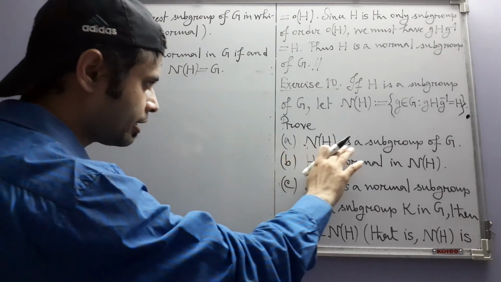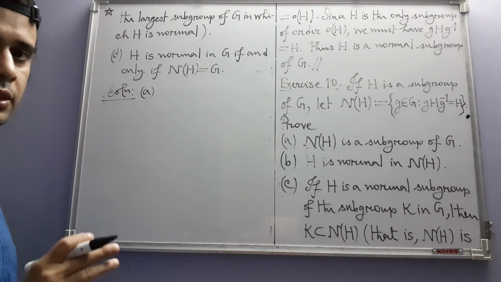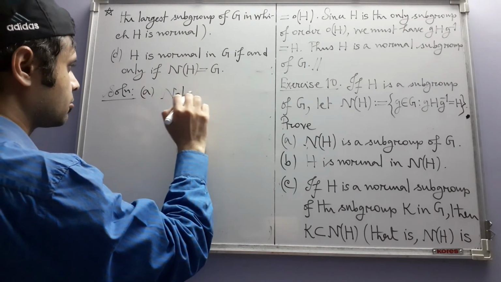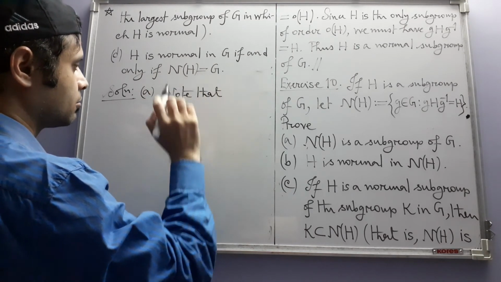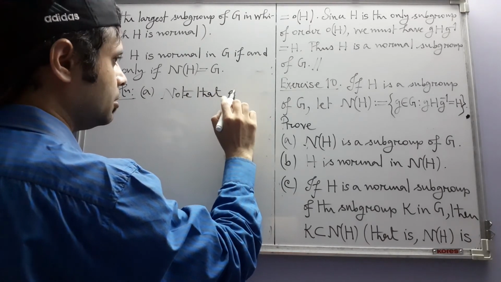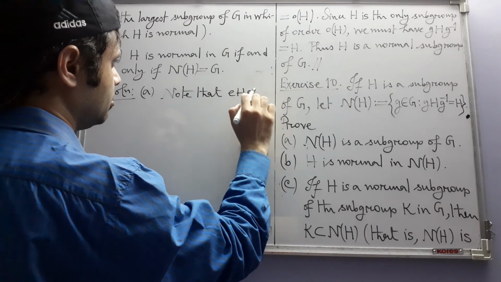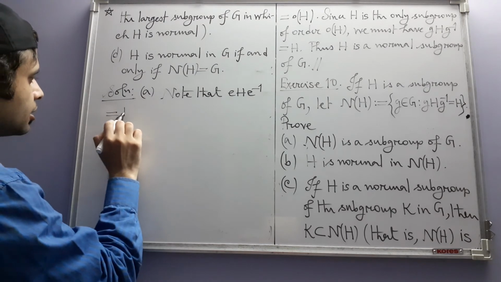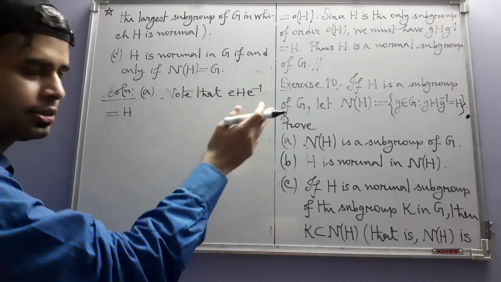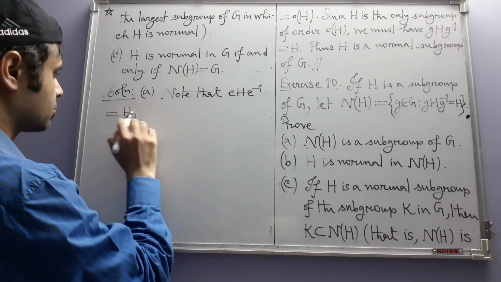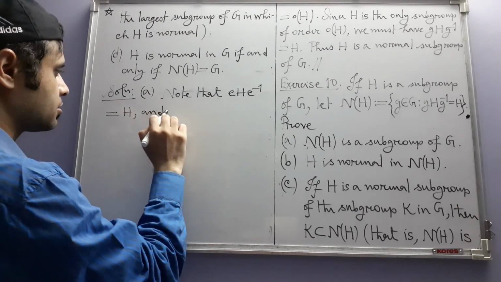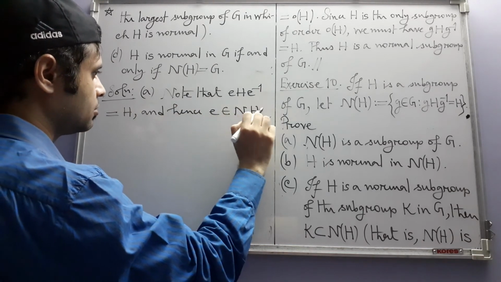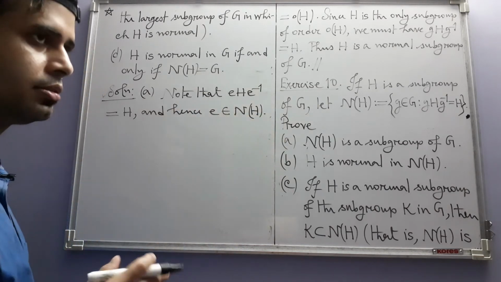First, to show that NH is a subgroup, we need to make sure that it's non-empty. Note that E H E inverse, where E is the identity element in the group, is clearly equal to H, because E belongs to H and H is a subgroup, and hence E belongs to NH, which definitely shows that NH is non-empty.